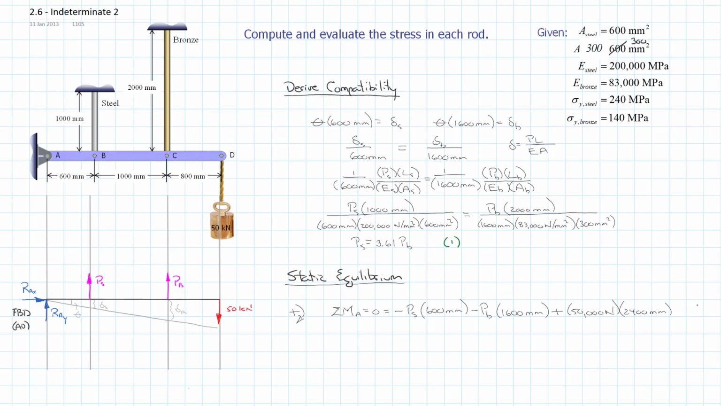Now I'm going to call that equation 2, and I'm just going to go right ahead and substitute equation 1 into equation 2 by replacing P sub S with 3.61 P sub B. And now I have simply one unknown, and we can calculate P sub B, or our force in the bronze, to be 31,864 newtons, or 31.9 kilonewtons.